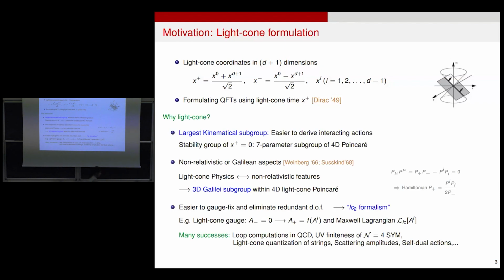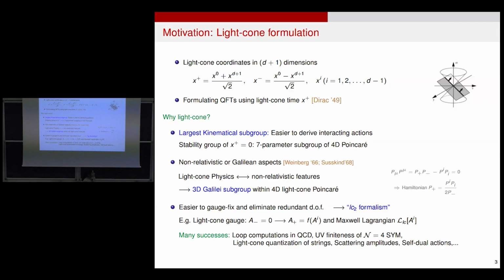And there are some good reasons to do that. First of all, if you look at the stability group of this x plus equals 0, it is a 7-parameter subgroup of the 10-dimensional Poincare group in 4D. So it's the largest possible kinematic subgroup. So in case you're working with theories for which you do not know the interacting terms, for instance, high spin theories or supersymmetric theories, then this method is easier than the other choices of initial constant time hypersurface.